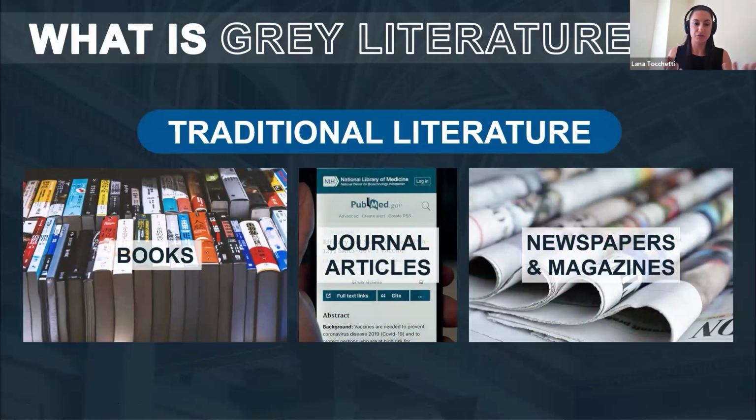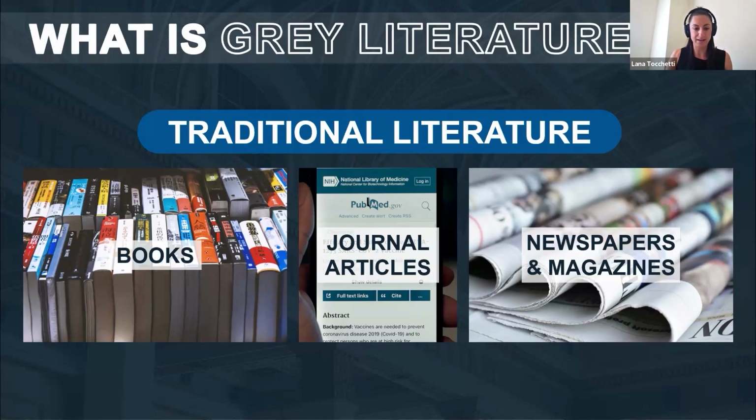So traditional literature, on one end of the spectrum, you've got your scholarly traditional literature like books and journal articles. They are published by publishing companies. So their main task is publishing. That's what they do. And then on the other end of the spectrum, you've got things like newspapers, magazines, news articles, that sort of thing. And while they're not scholarly in that sense, they do still fall under traditional literature because they are published by publishing companies as well.